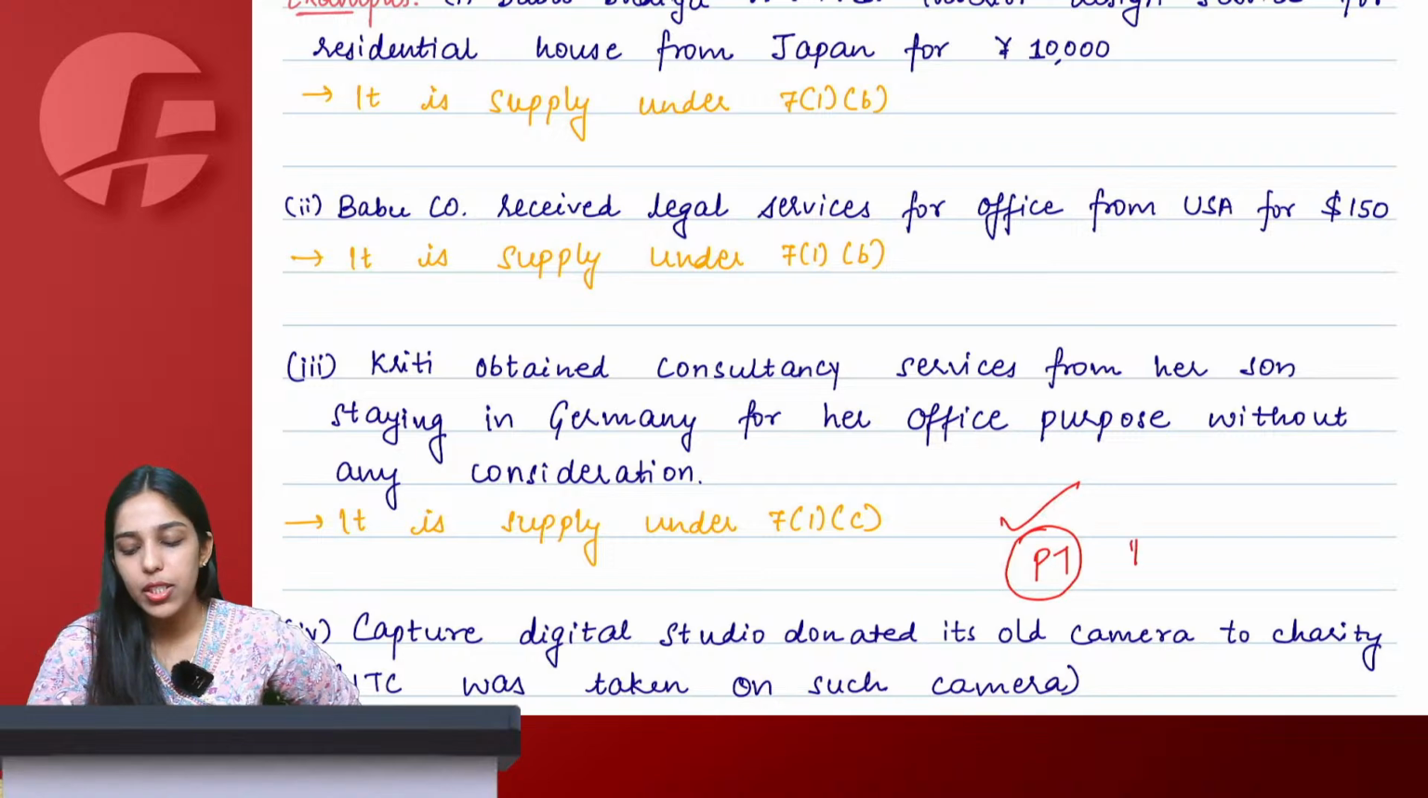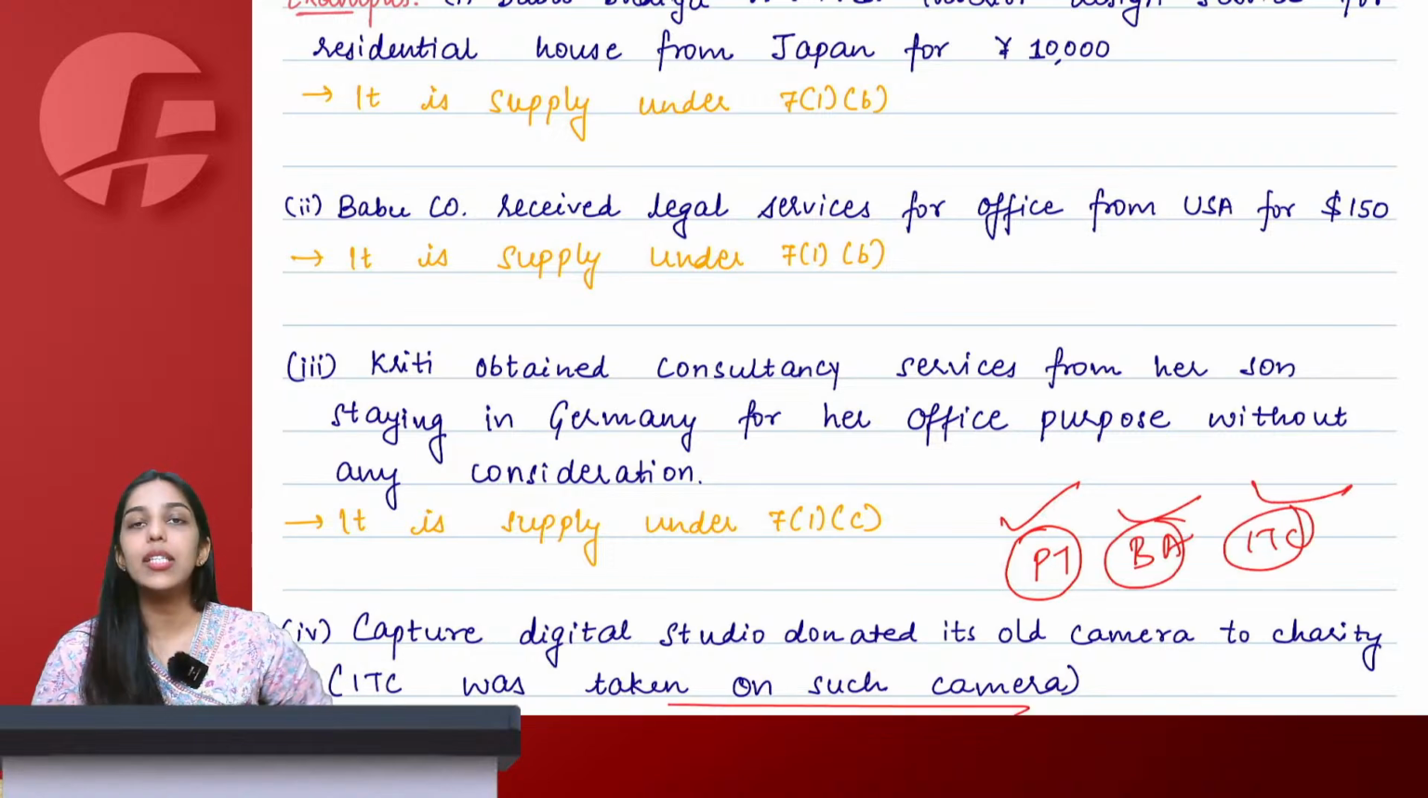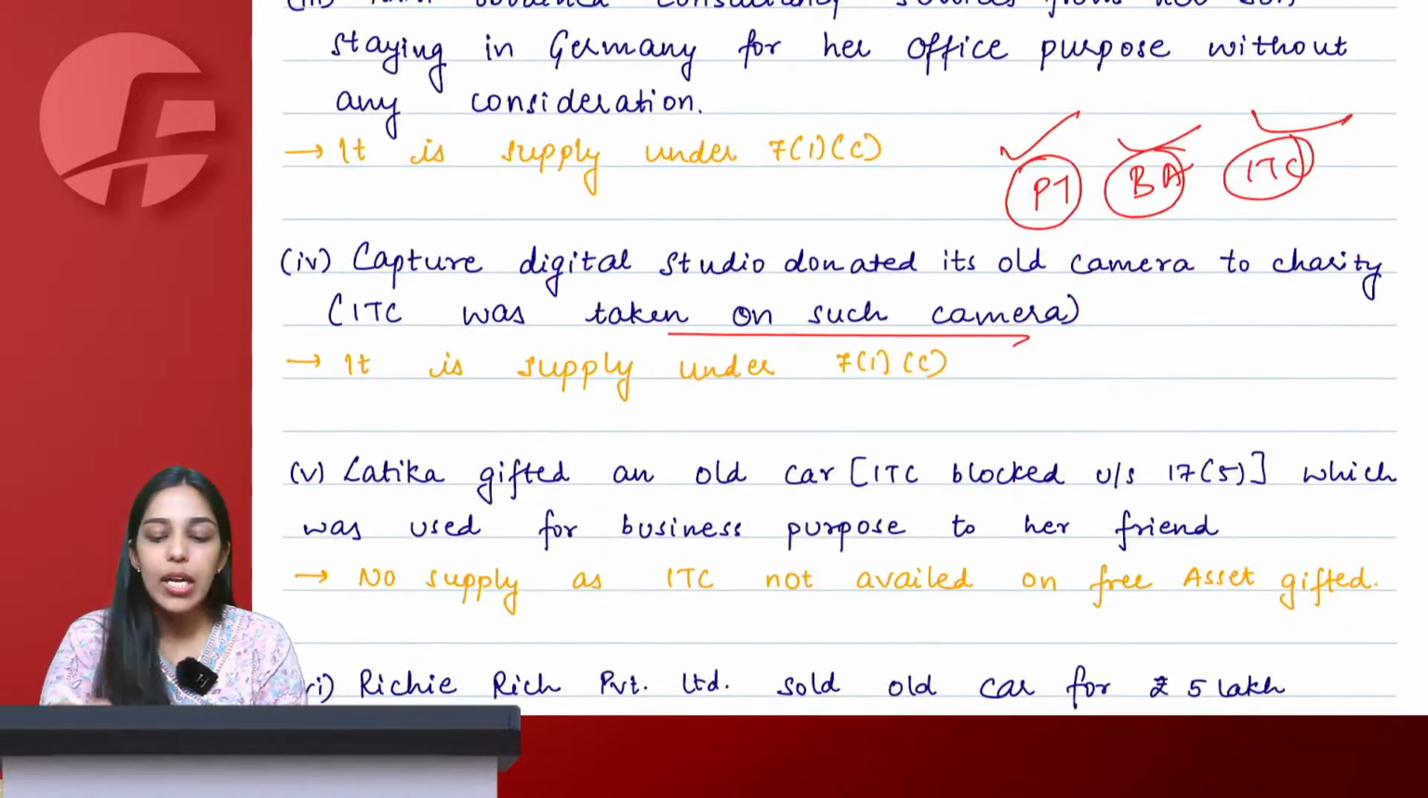So, yes, permanent transfer. Was the camera my business asset? Yes. Was ITC availed on the same? Yes. And therefore, all 3 conditions are fulfilled. Section 7(1)(c), Schedule 1, para 1.